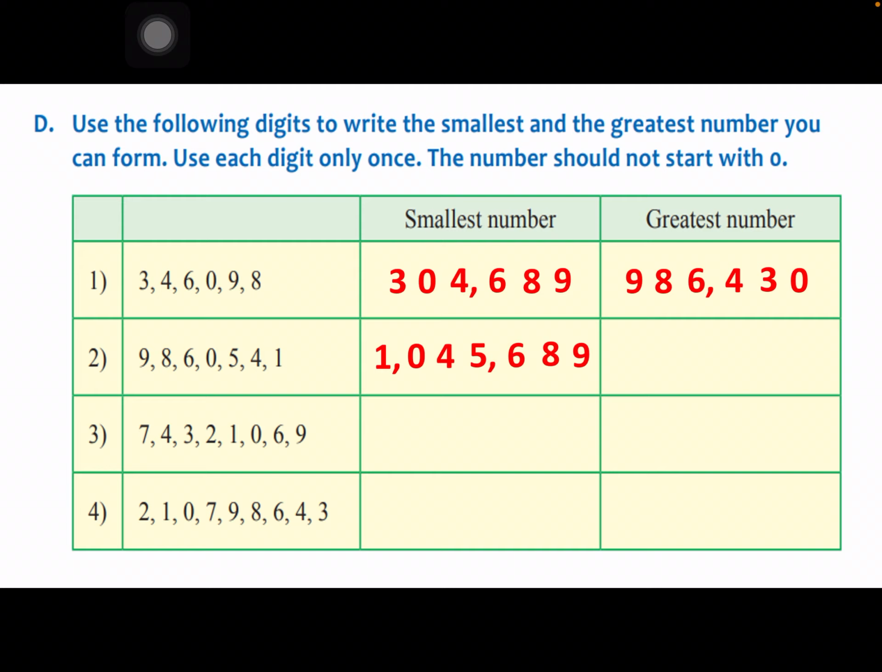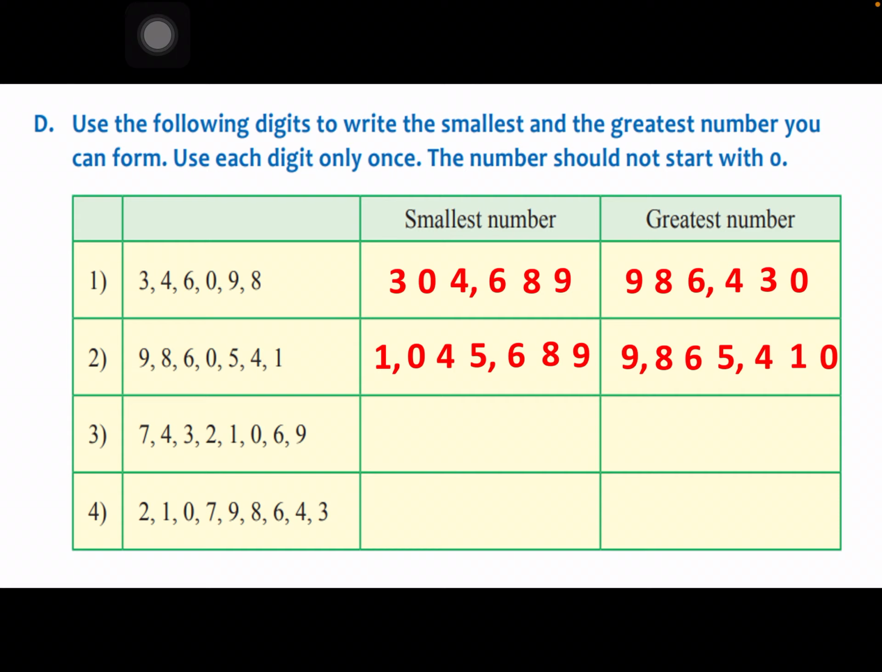For the greatest number, you arrange the numbers from the biggest number. Okay? The biggest is 9. Next is 8, 6, 5, 4, 1, and 0. Okay? The number is 9,865,410. Okay?